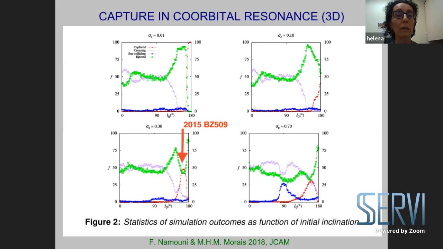Okay, if we now do the experiment of computing capture probabilities in the co-orbital resonance as a function of the inclination, we see that the orbital parameters of this object, Jupiter's retrograde co-orbital, correspond to a peak of capture probability, which I show here with this red arrow. Okay, so this is the likely state. Next slide, please.